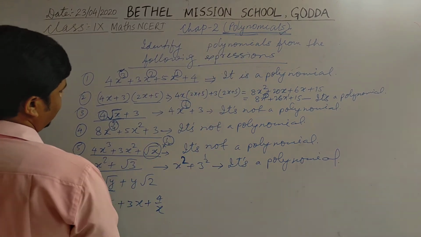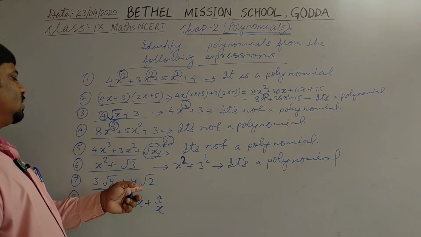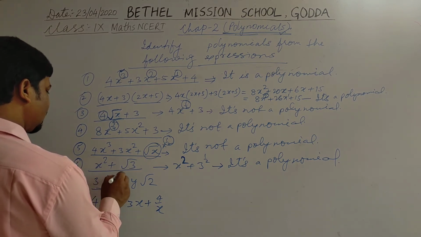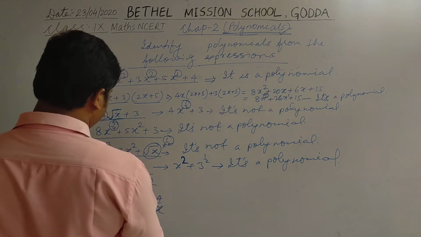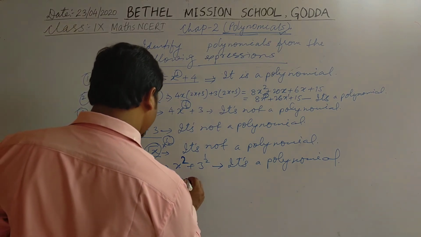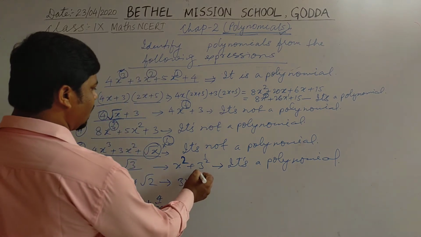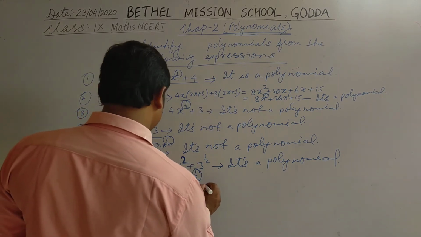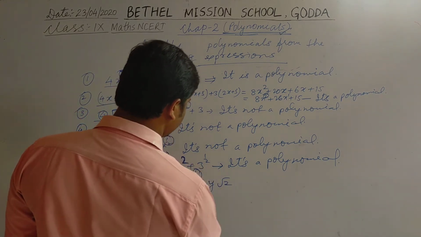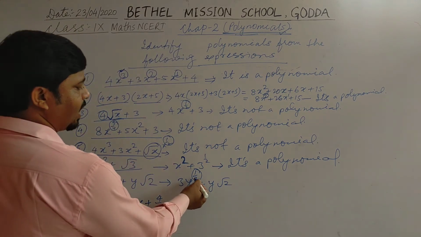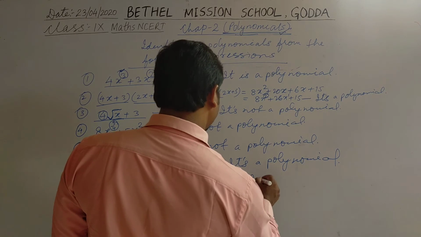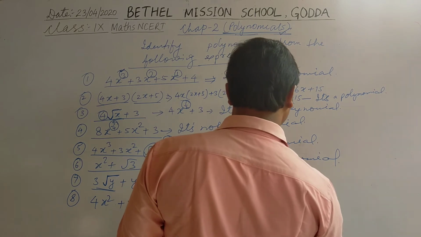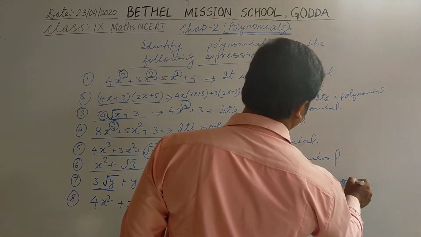Here 3y under root y plus y under root 2. Here the square root is on y, so it is 3y raised to power 1 by 2. So the power is a fraction in the variable y. Under root 2 means the power is a fraction in the variable. That's why it's not a polynomial.